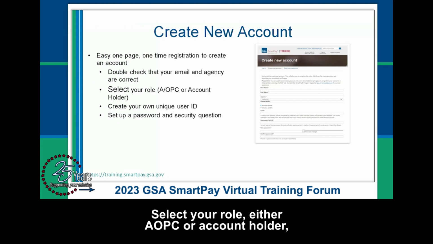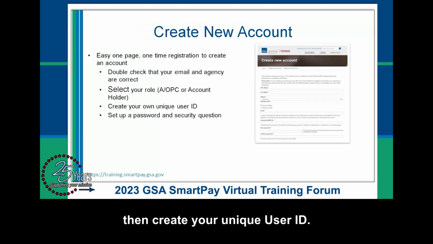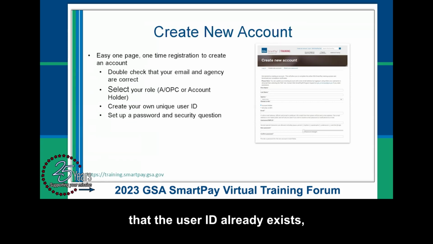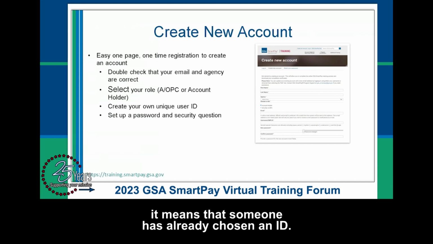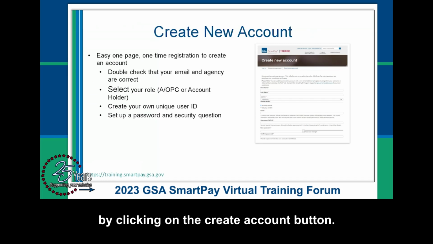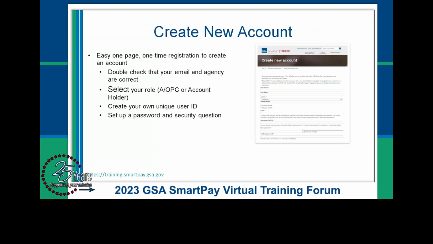Select your role, either AOPC or account holder. Then create your unique user ID. This can be anything you choose. Just please keep it professional. If you receive an error message stating that the user ID already exists, it means that someone has already chosen that ID. Keep trying something different until it is accepted. Lastly, set up a password and save your information by clicking on the Create Account button.